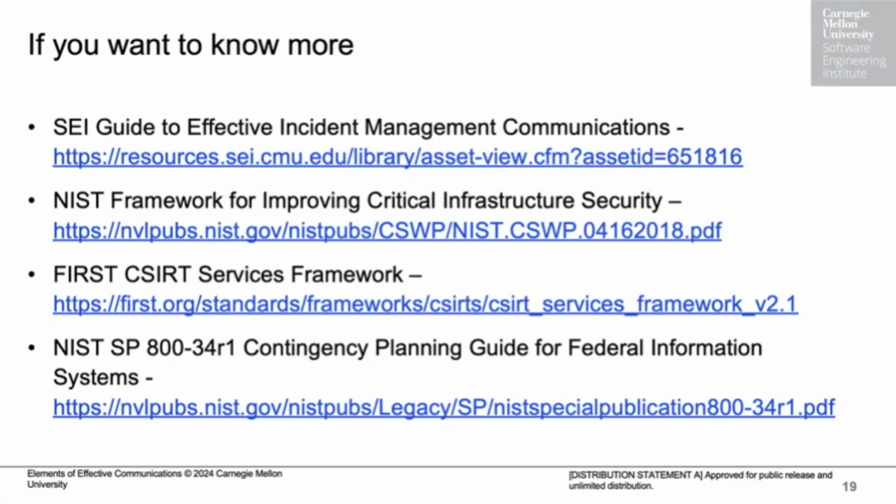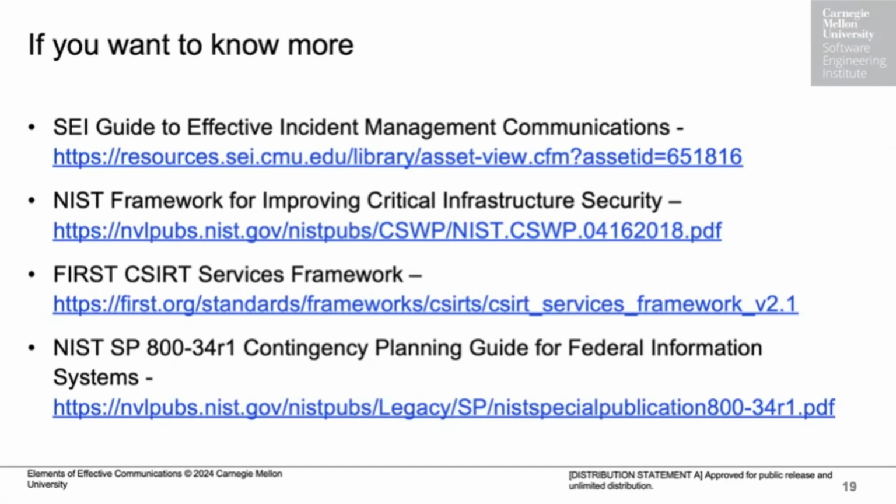These next two are part of the source material that we used to build this and that we've looked at and had some input into to help the general public. NIST is a U.S. organization that puts out a lot of standards and processes and that kind of thing. This is a link to their paper about improving critical infrastructure security. It's a framework for that. And then the FIRST CSIRT Services Framework is also a solid resource.